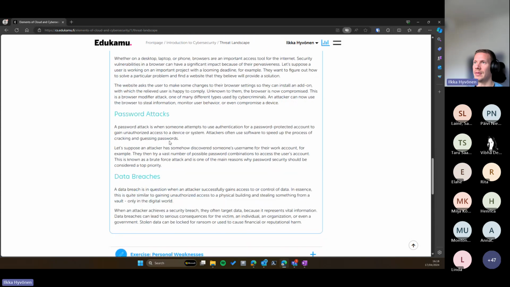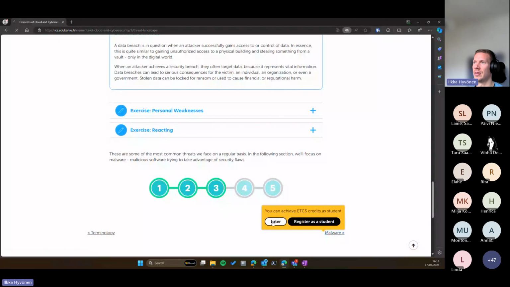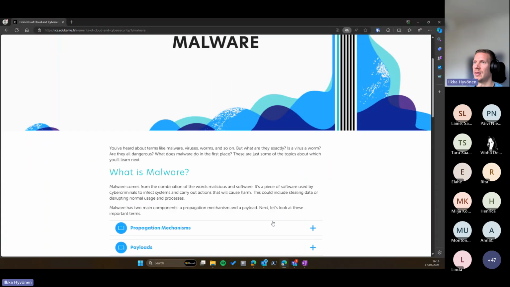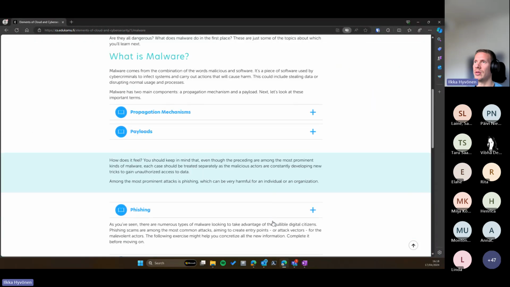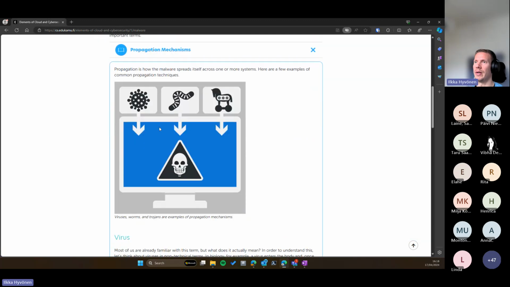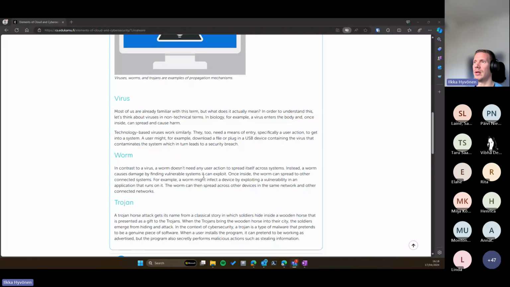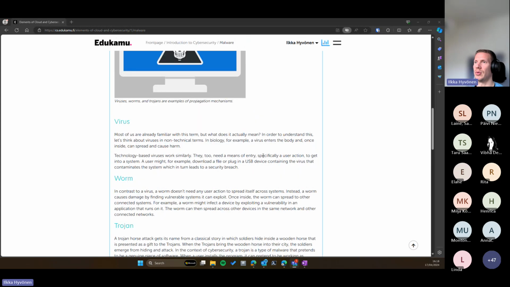And well, I think those concepts that I mentioned are quite important to understand. And malware is, of course, I think there are examples of different types of malware, for example viruses and worms and trojans, and it's important to understand, at least on a high level, what this means and what the differences are. For example, that a worm doesn't need any user action to spread itself across systems, whereas virus can be the most common term.